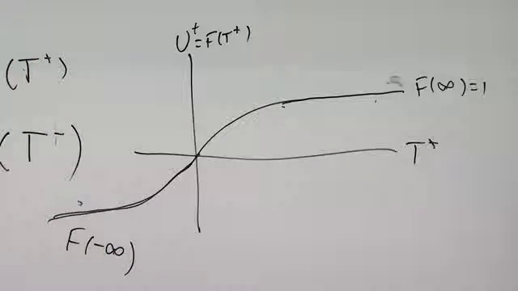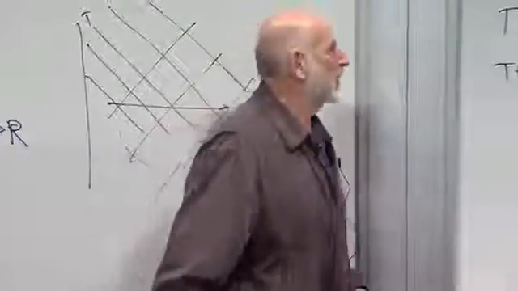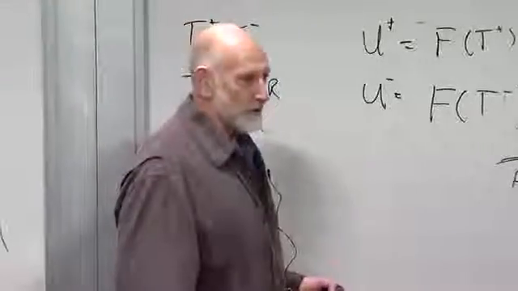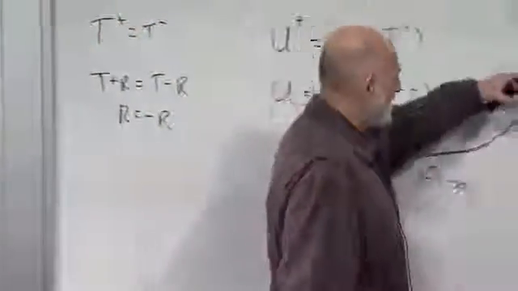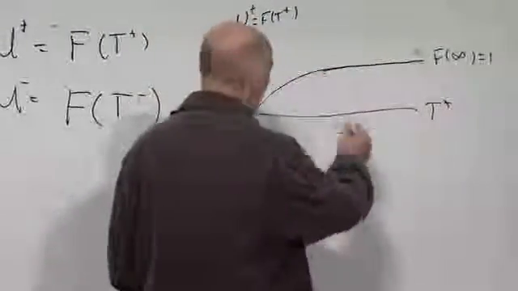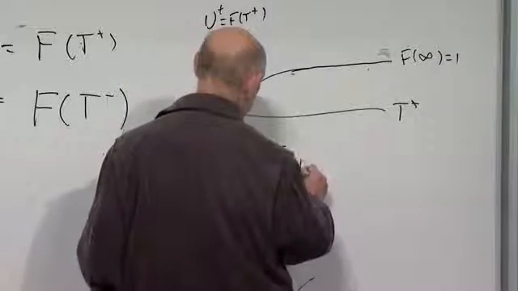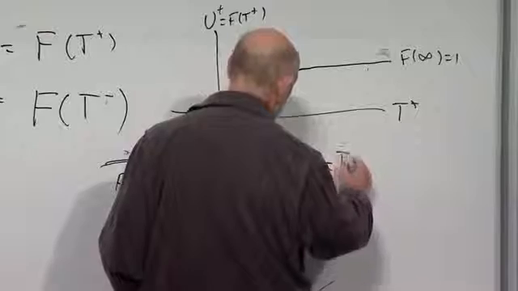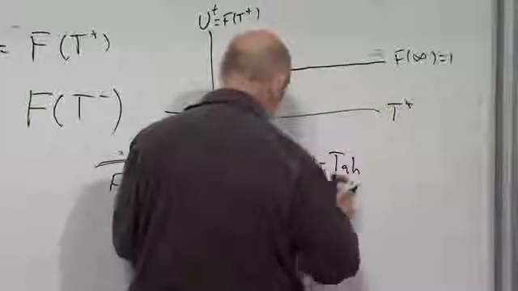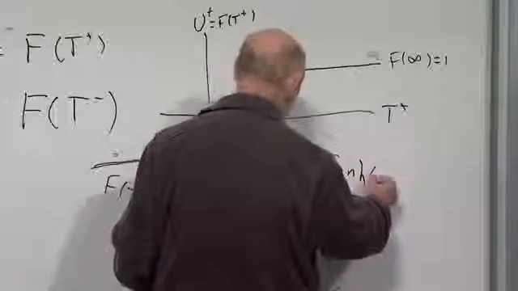Now, anybody know a function that does that? There are many functions which do that. Hyperbolic tangent, is that it? Yeah. A hyperbolic tangent is the one that's usually used. Hyperbolic tangent goes to 1 asymptotically. It's the usual one that's used, but there's nothing special about it. F of t plus is the hyperbolic tangent, and if you don't know what that is, don't worry about it. It's just a function which looks like this. Tanh of t plus.